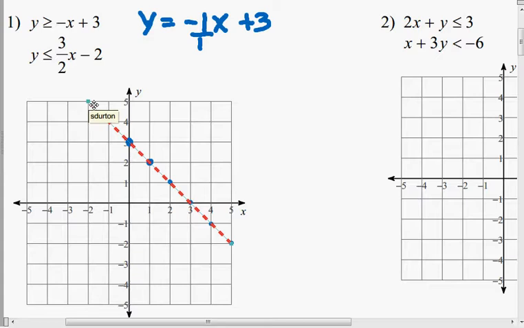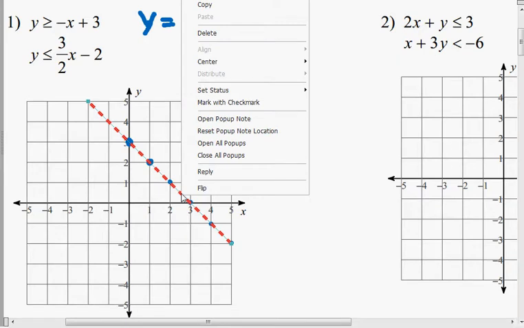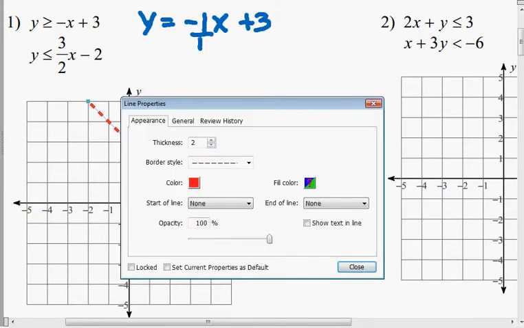And the computer is set to draw a dashed line. Dashed line means it cannot be equal to. The line does not represent a solution. So it cannot be equal to if I have a dashed line. And you'll notice that I do have greater than or equal to. So I'm going to make it a solid line. So I have to do the properties.